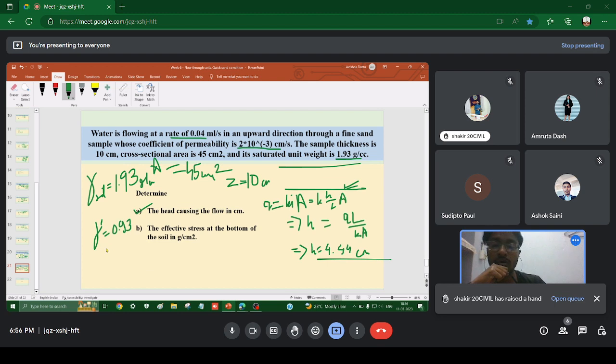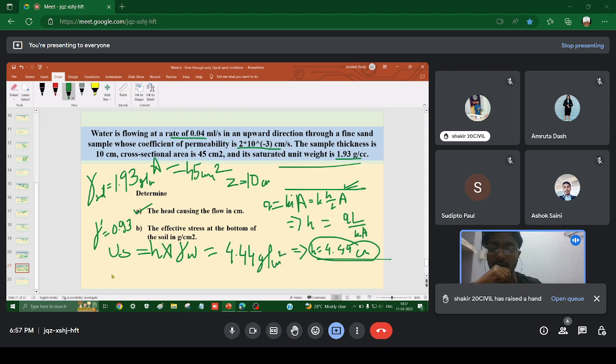0.93. So first we have to find out the upward pressure, the upward stress. Upward stress is the flow of water. It is, I believe, 10, no, 4.44. Yes, head of water. So this is the head of water into gamma W. So head is 4.44 into gamma W is 1, it is 4.44 gram per cm square.